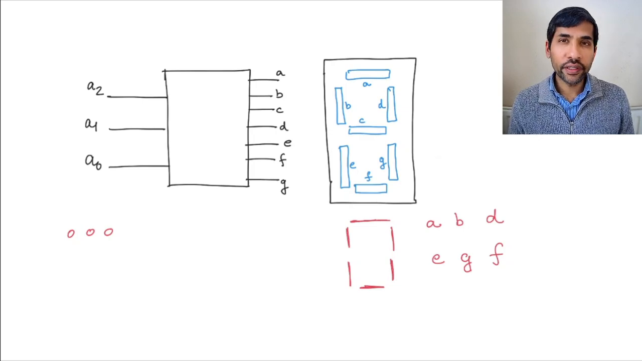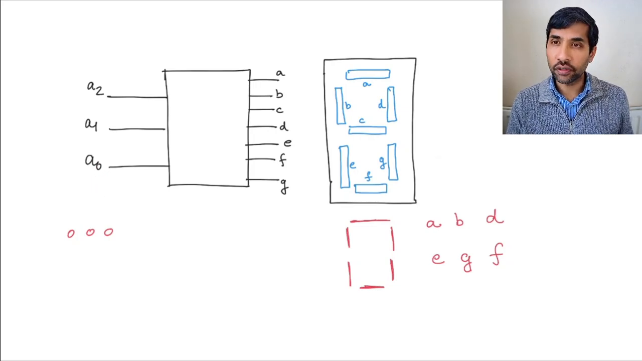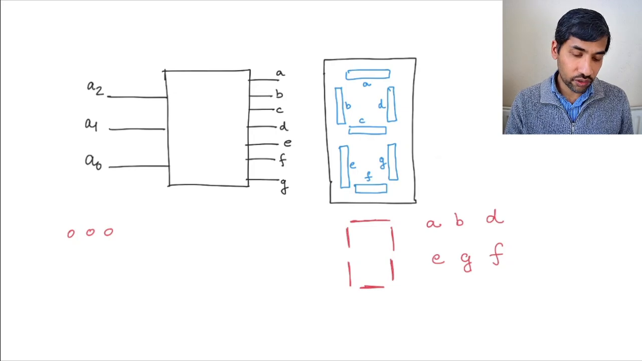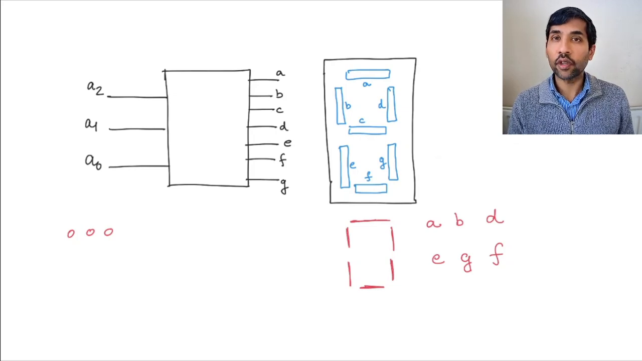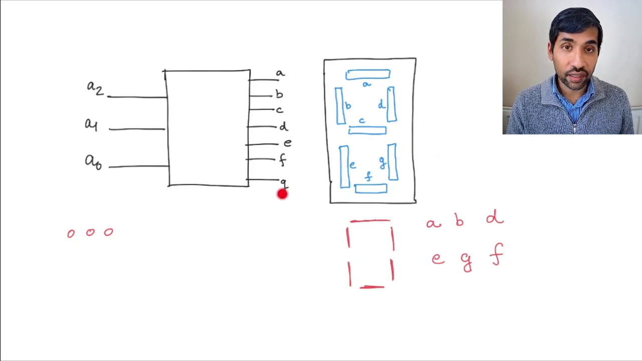Okay, so we want a circuit that takes a decimal number here and controls a 7 segment display. So what are the inputs to the circuit? The inputs are A2, A1 and A0, right? And what are the outputs of the circuit? A, B, C, D, E, F and G.